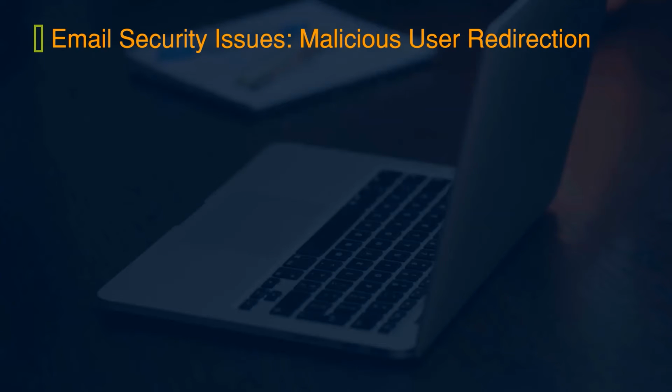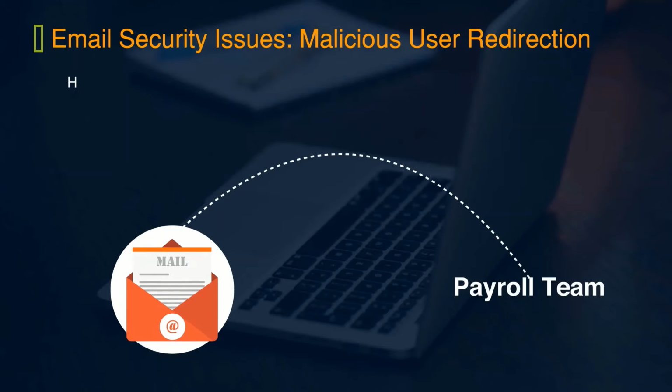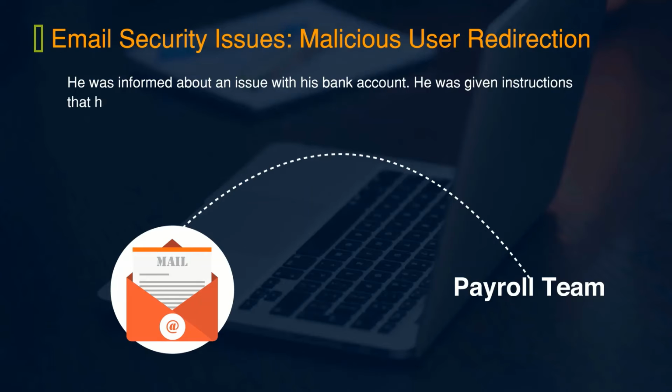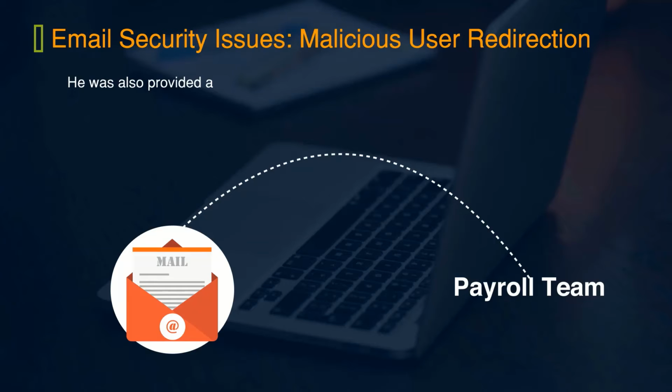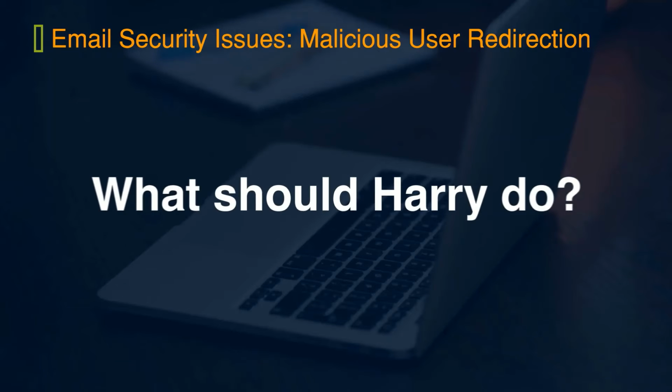Read the scenario given on the screen and help Harry take the next step. Harry received an email, which looked like it was sent by the payroll team. He was informed about an issue with his bank account. He was given instructions that he was supposed to follow. He was also provided a link that he was supposed to click, log into his bank account and fix the problem immediately. What should Harry do?